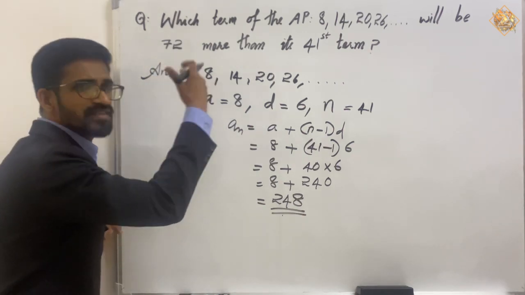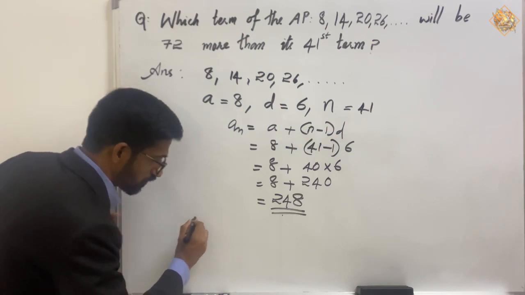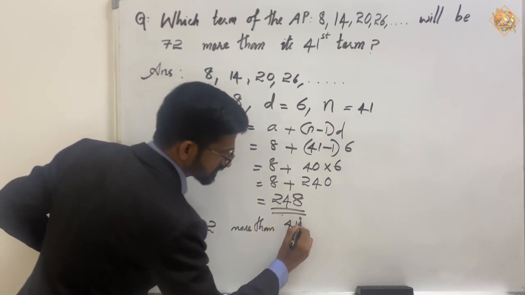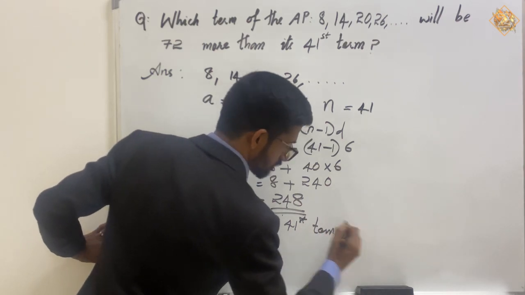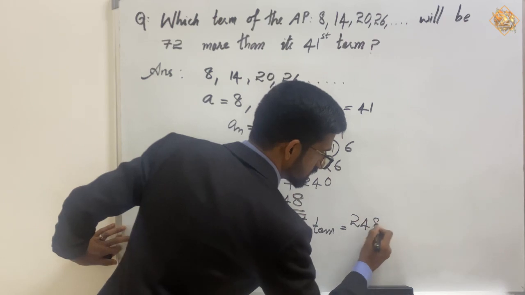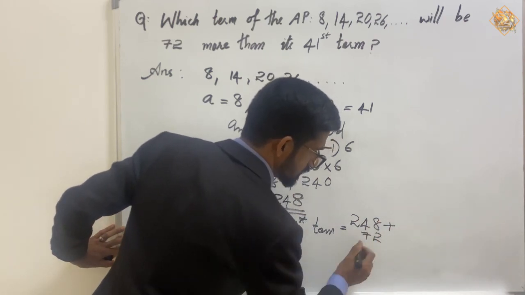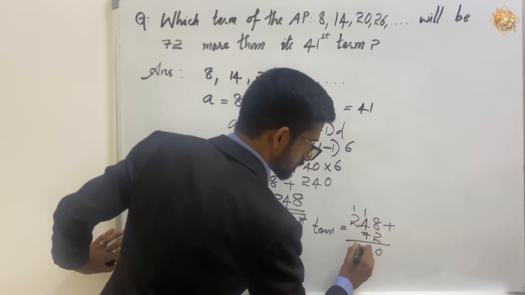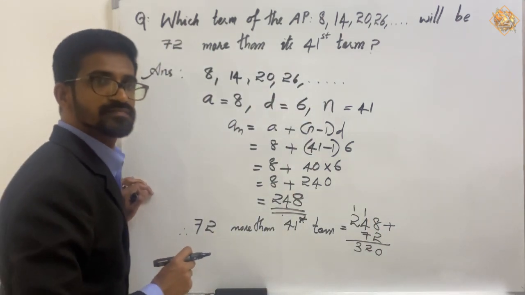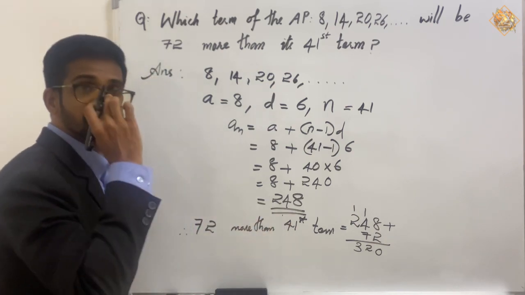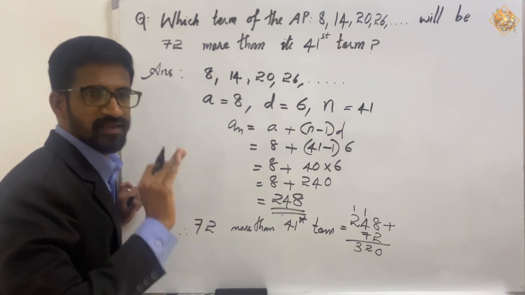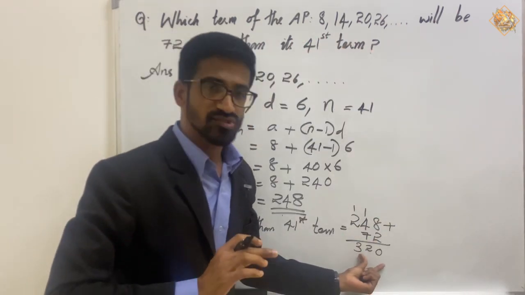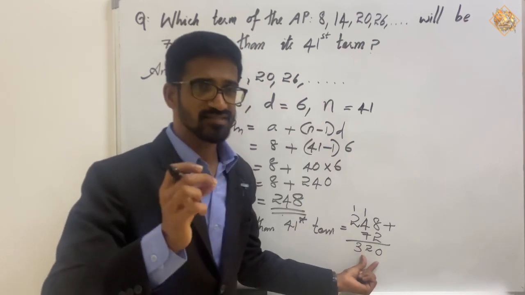Again, it is 72 more than the 41st term. That also we need to find. Therefore, 72 more than the 41st term will be 248 plus 72, that is 320. Now we got 72 more than the 41st term, it is 320. Now what is the final question? Which term of this AP is 320? Which term of the AP is 320? So now we have to find, for the AP, 320 is of which term?